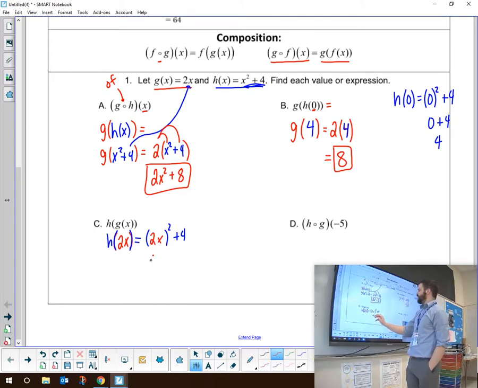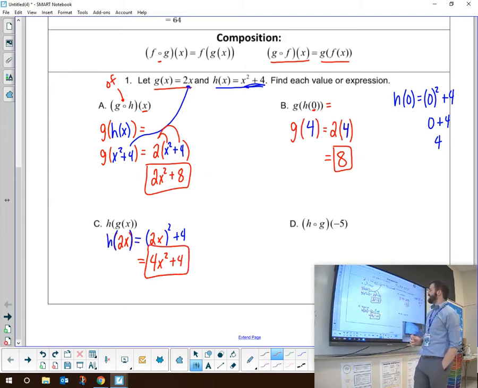So 2x squared is 4x squared. I can't simplify. We don't want to factor or do anything like that, so that's my answer: 4x squared plus 4. So you notice you get similar answers, but they are definitely different. Okay? So it matters which order we do it, if it's h of g of x or if it's g of h of x. It is different.